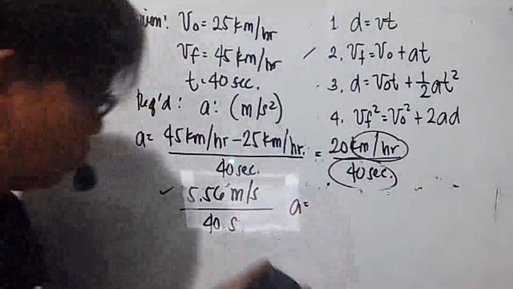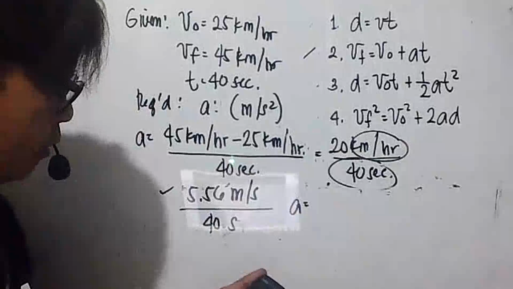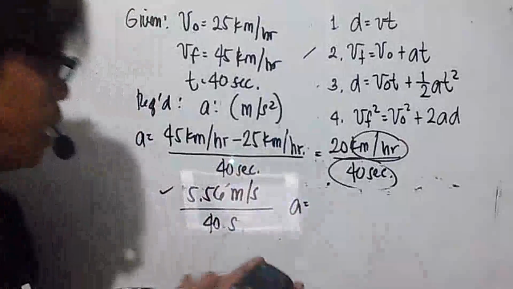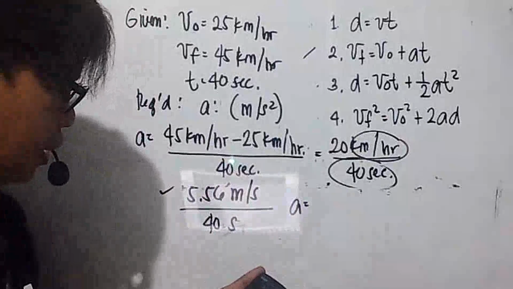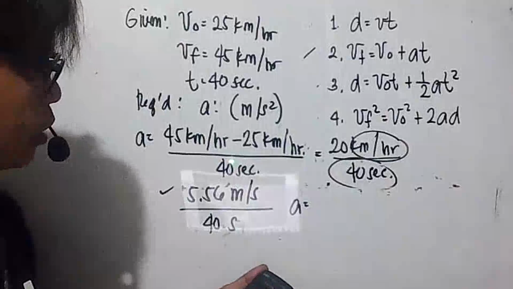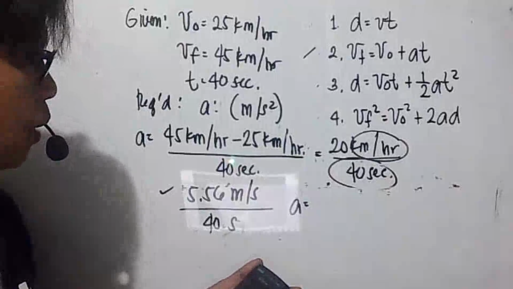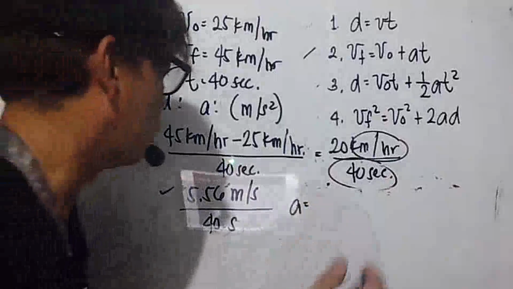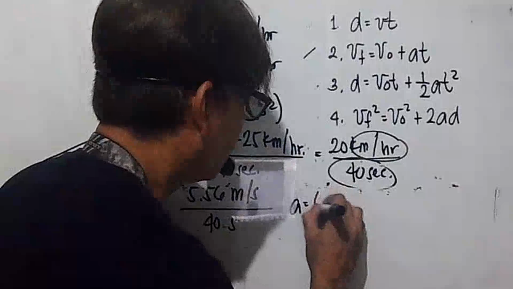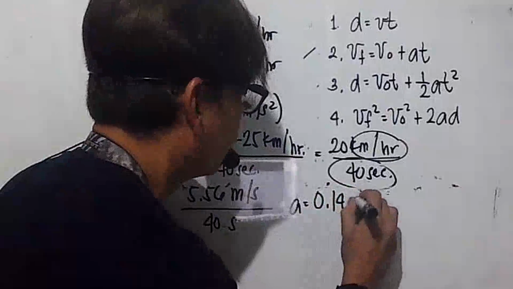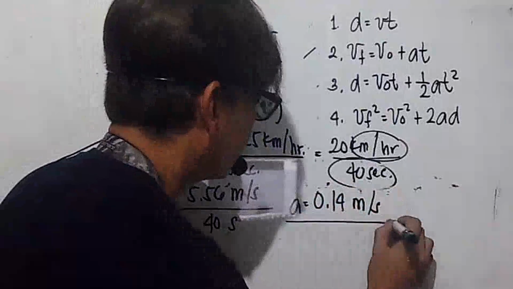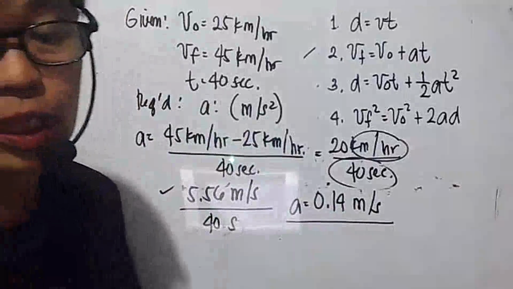So your A now is equal to 5.56, rounded to the second decimal place, divided by 40. So it is 0.139, or to two decimal places, it's equal to 0.14 meters per second squared. So that is your average acceleration.